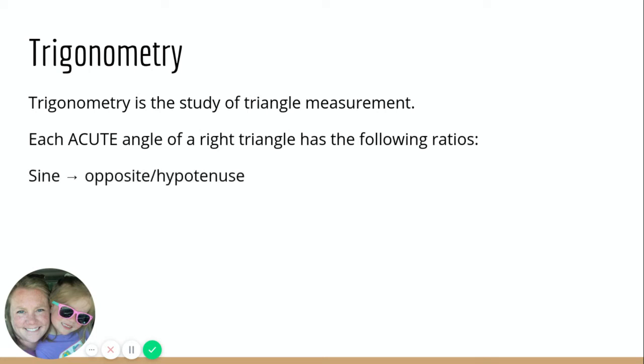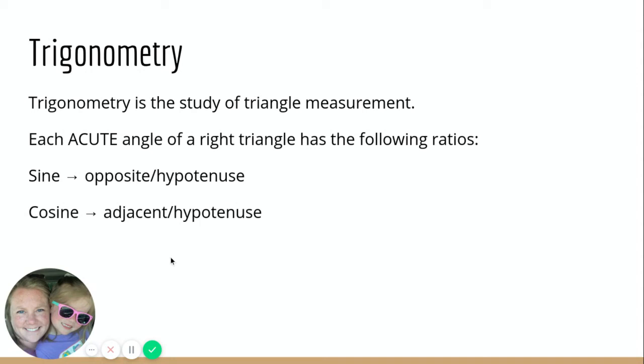There are 3 of them right now. The first one is sine. Sine is the ratio of, so right here with sine, we're going to be talking about an angle, the acute angle. And then the opposite and the hypotenuse, those are the sides. So the side opposite that angle and then the hypotenuse of the triangle.